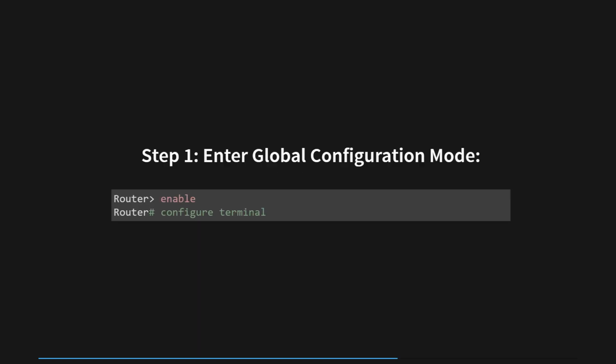10.1.1.2. A default route is a special type of static route that acts as a gateway of last resort. It is used when a router receives a packet for which it has no specific route in its routing table. The default route is the catch-all route and is commonly used as a gateway to the Internet. First step is to enter global configuration mode.